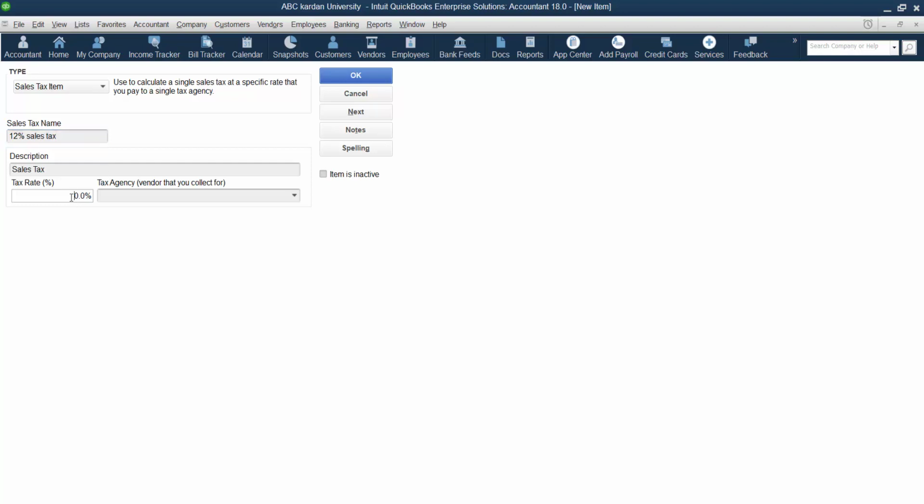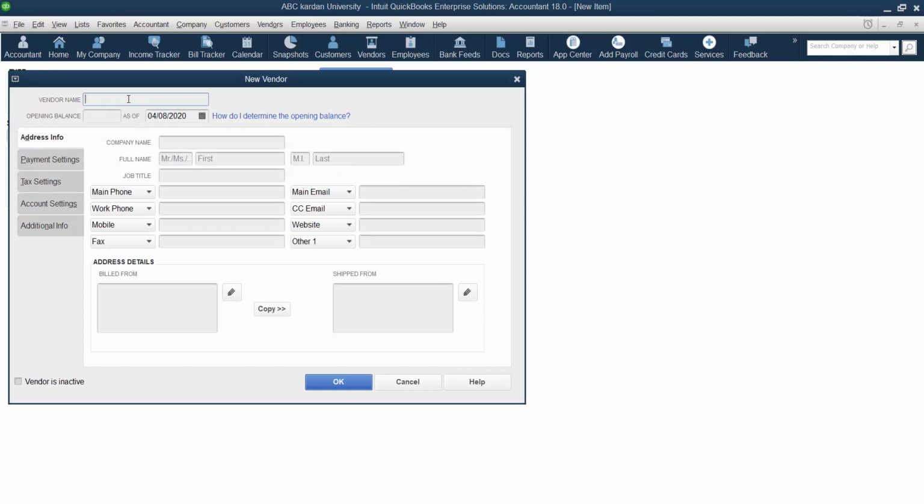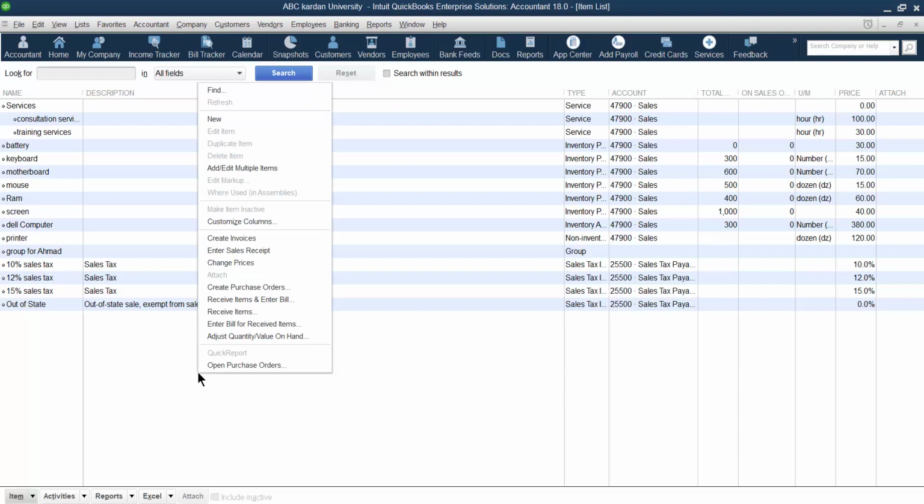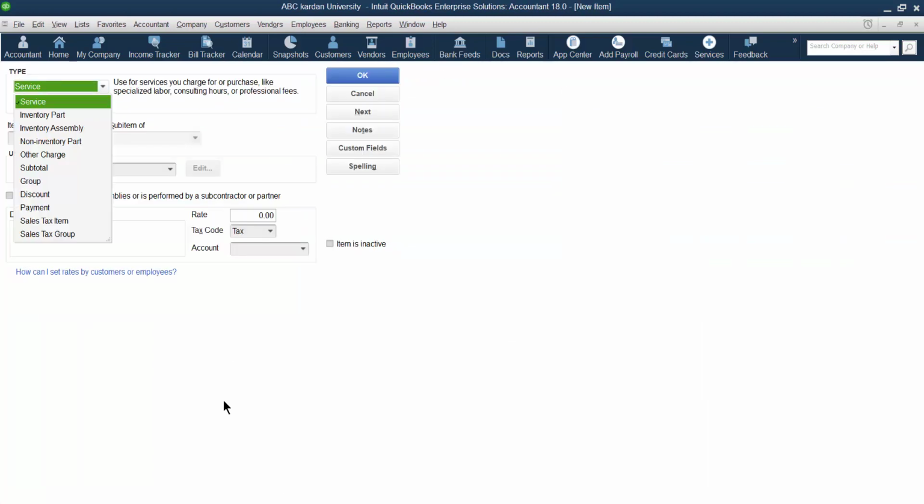I can mention 12 percentage first. But this time, we're not paying the Ministry of Finance. For example, we're paying the municipality. Mention here, municipality. And of course, just save it. So that tax will be paid to the municipality. So save this one and okay. In this way, you can create your tax.